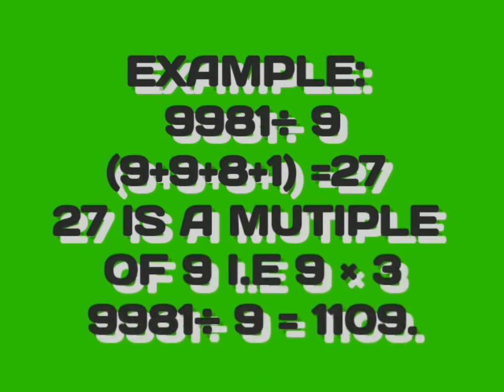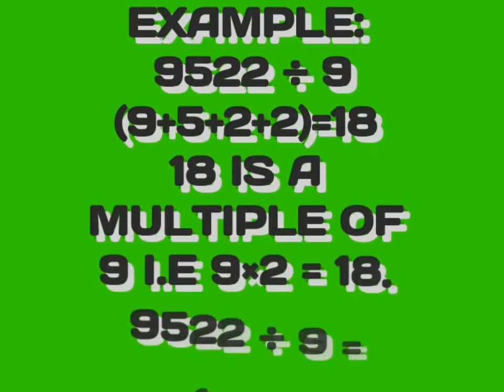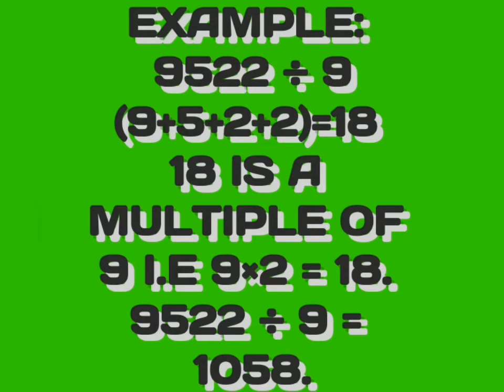Now, let's take an example to illustrate this better. Now you have 9981 divided by 9. The values are added together right now. You have 9 plus 9 plus 8 plus 1. By the time you add it together, you have 27. Do you know quite alright that 27 is a multiple of what? 9? Because 9 times 3 gives us what? 27. And when you divide 9981 by 9, you end up having 1109.